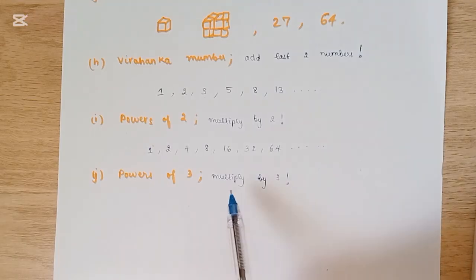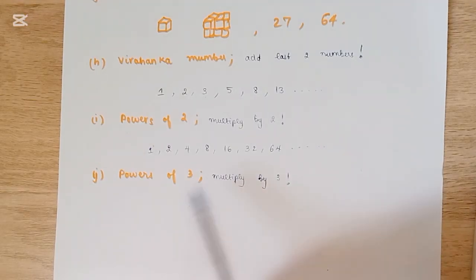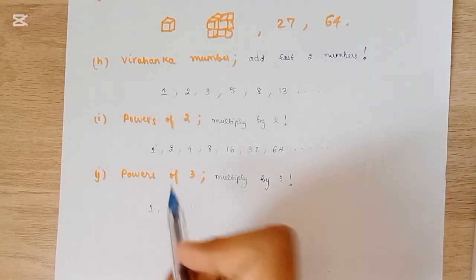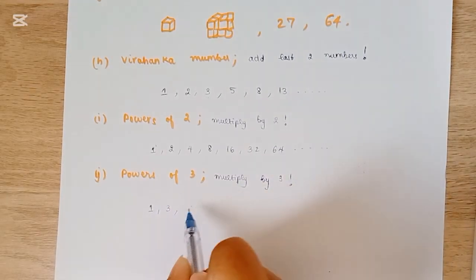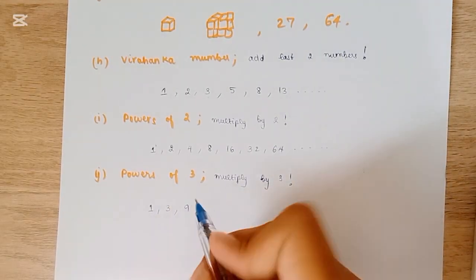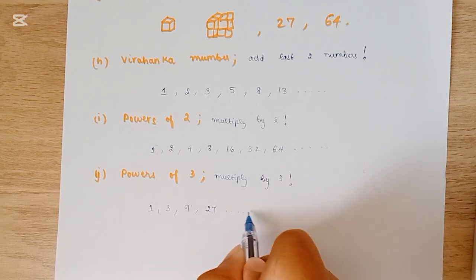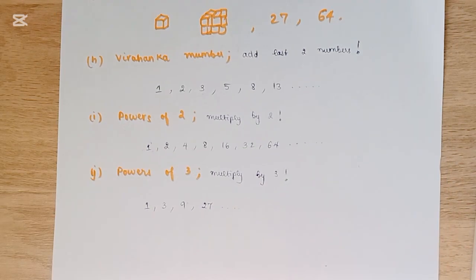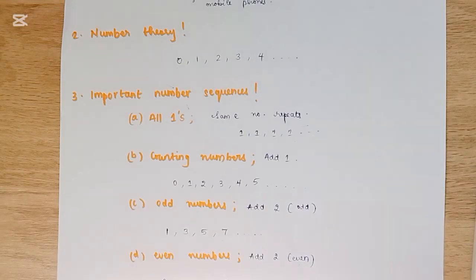If you understood powers of 2, then powers of 3 will be even easier. That is, you multiply the first number and the upcoming numbers by 3. Starting off with 1, you multiply 1 with 3, you get 3. 3 with 3, 9. And then so on. That is 27, etc. So this is what the number sequence of powers of 3 is all about.